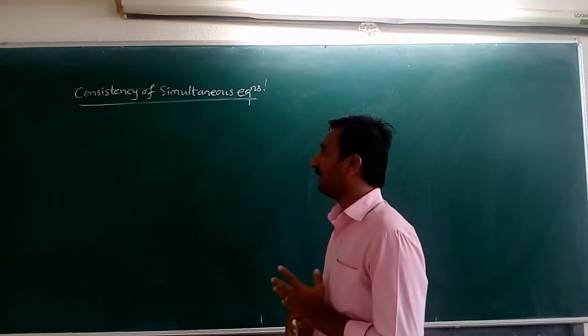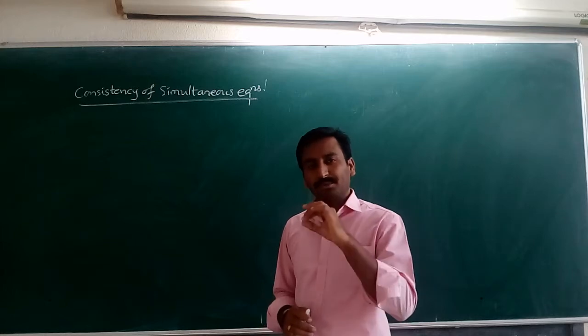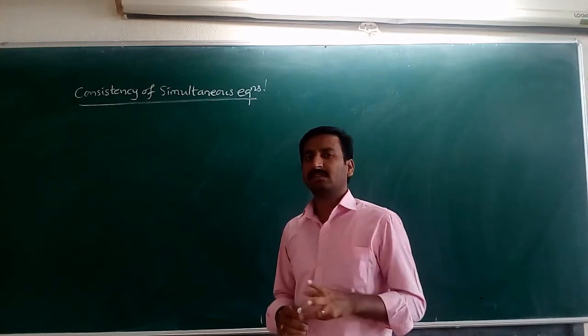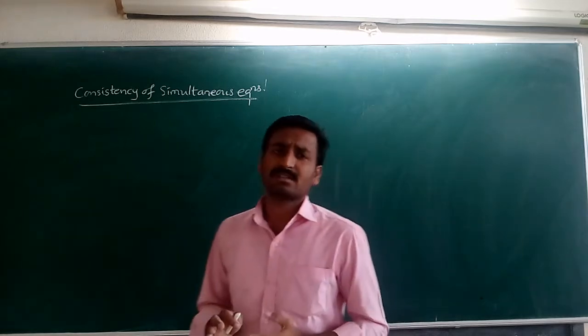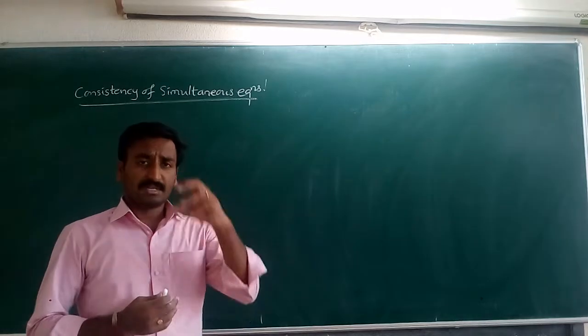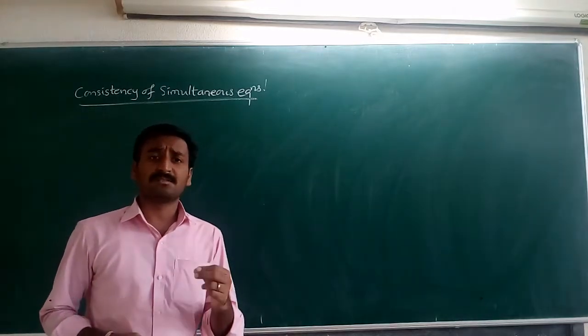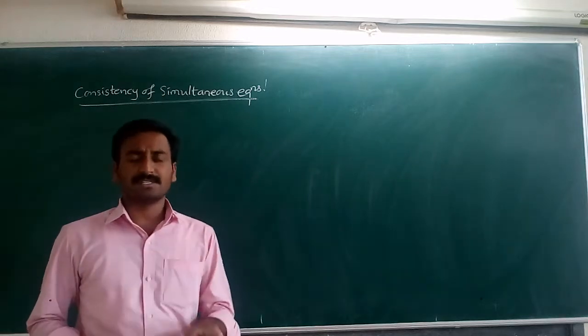So what we do here is, to find the consistency, we go to a very shortcut method. We can call it Cramer's rule. So Cramer's rule tells us how to find out whether the given equations represent a consistent system or an inconsistent system. See, the method is very simple.